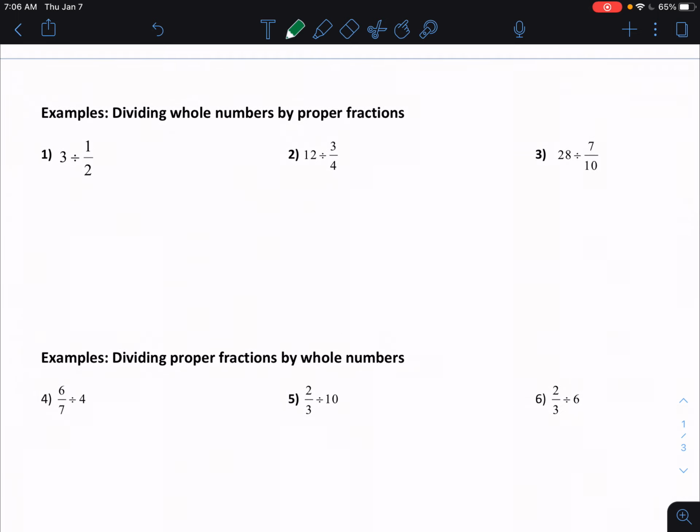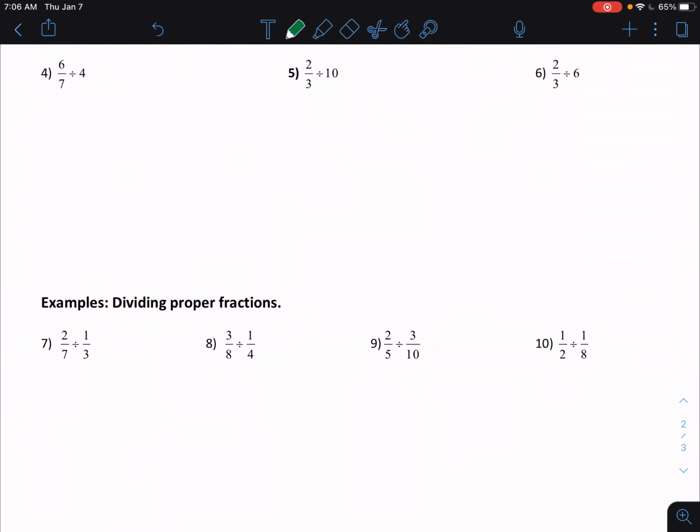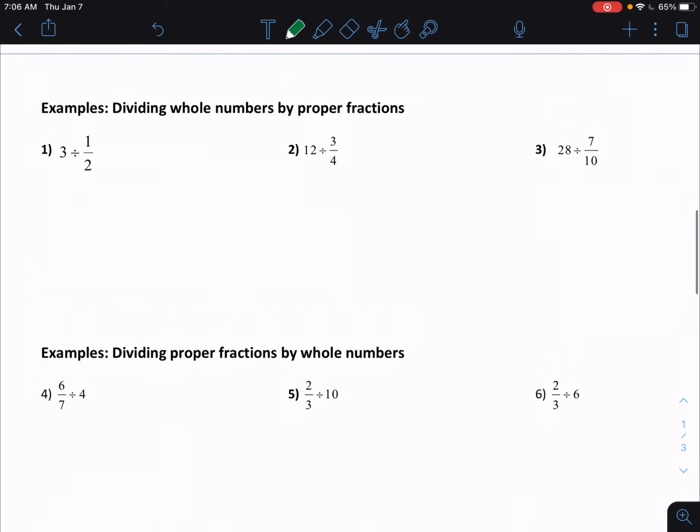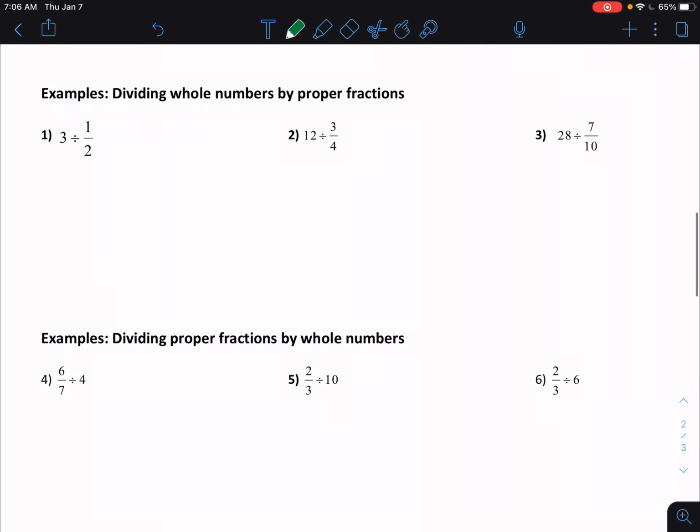On the examples here, it doesn't look like I have any mixed numbers, so just remember that when you are doing division, you have to change the mixed numbers to improper fractions first. We will get to that in our next lesson. So when I'm dividing whole numbers by proper fractions, the first thing I'm going to do is I'm going to put a 1 on the bottom of each of my whole numbers.